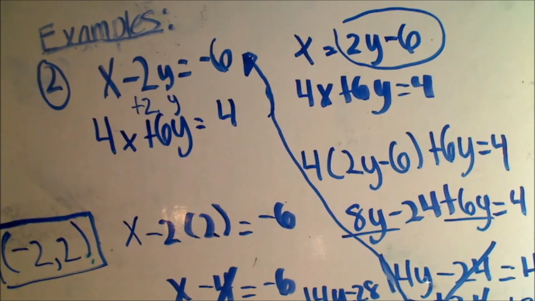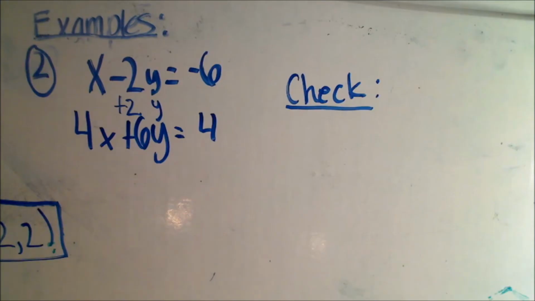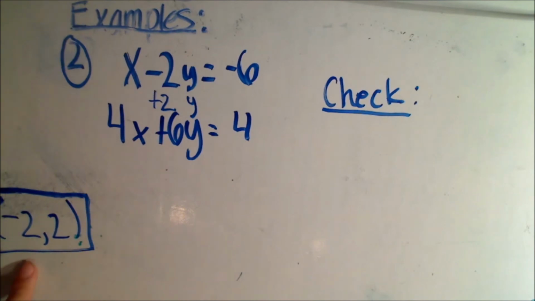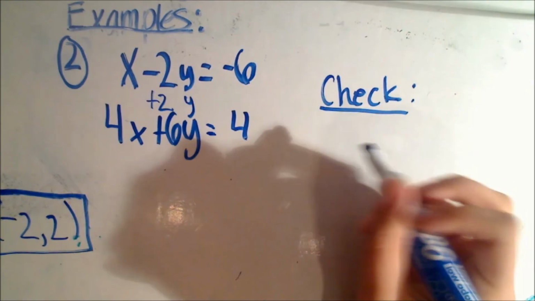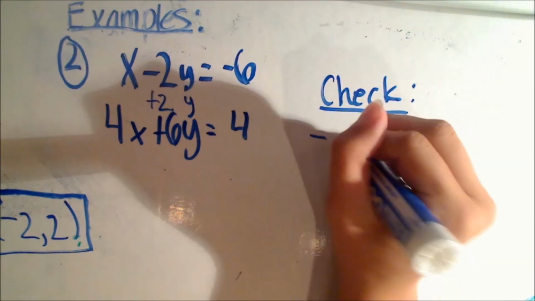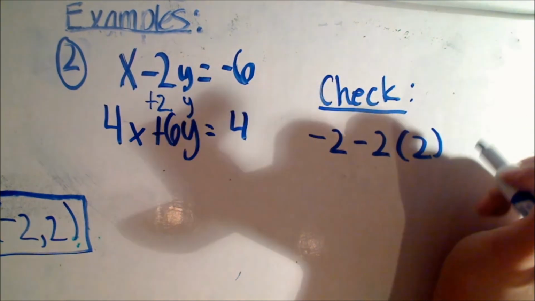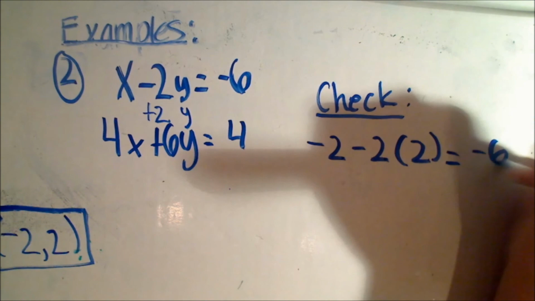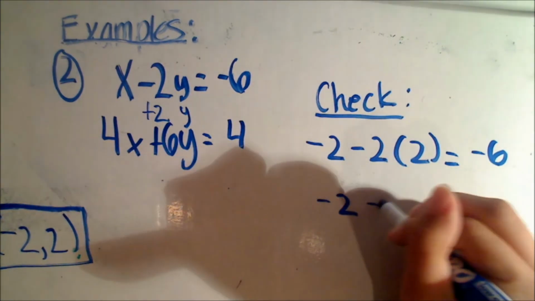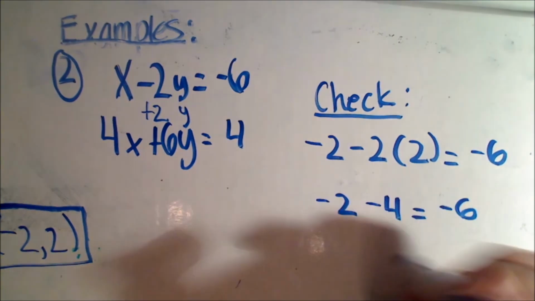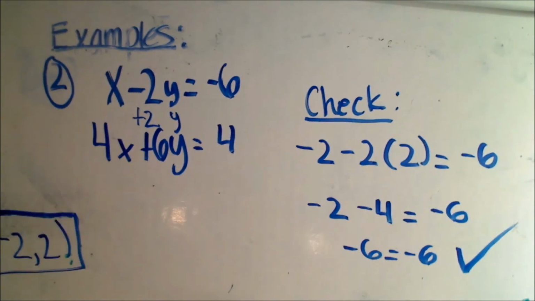And now we have to check. For the check, you just plug back in, so we have negative 2, 2. Plug back into both equations, so it's really going to be negative 2 minus 2 times 2 equals negative 6. And then we have negative 2 minus 4 equals negative 6. Negative 6 equals negative 6. Check. So it works for this equation.